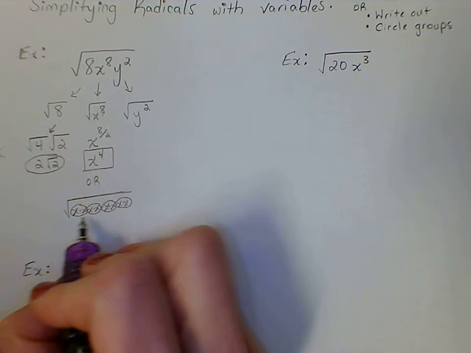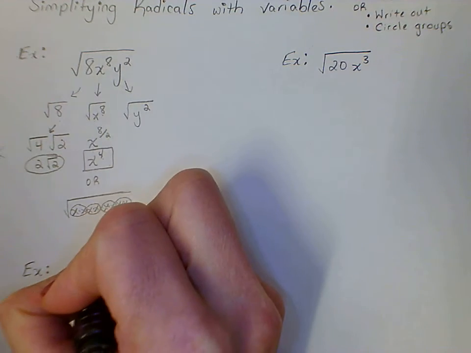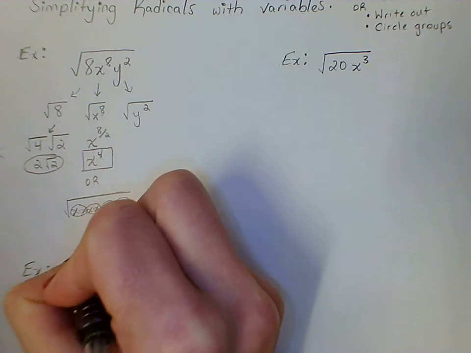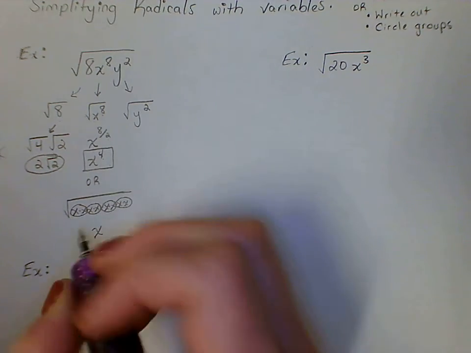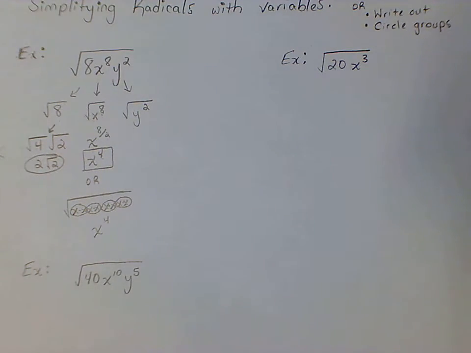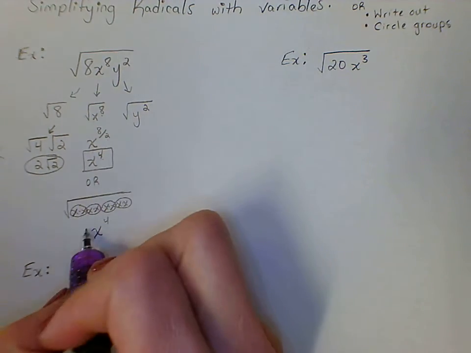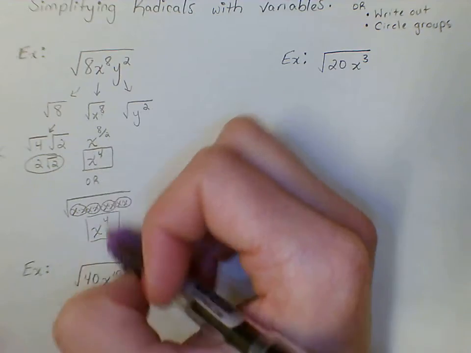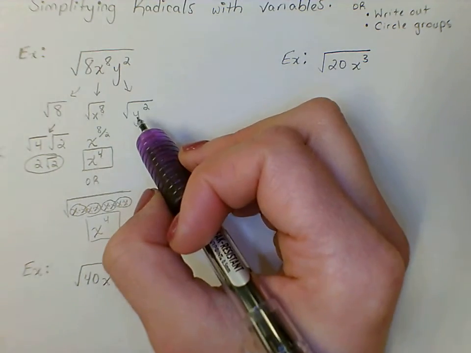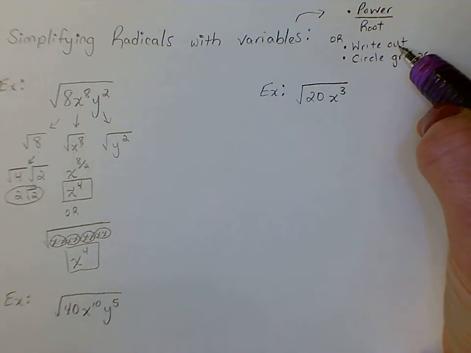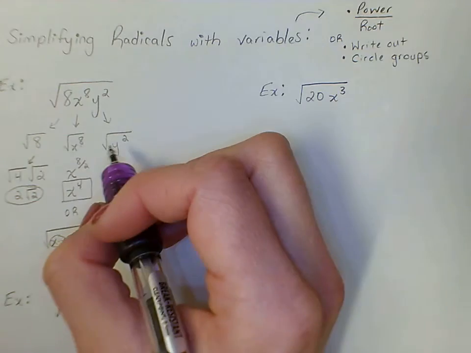So I was able to make 4 groups, so that when I take the square root of that, it would actually end up being x to the 4th power, because there's 4 groups. So that actually becomes the exponent. And notice that's the same thing we ended up with by doing it the other way. So either way will get you the same answer, okay? So that's what we got there. So this one, you can decide whatever you would like to do. You could do power over root or write it out in circle groups.